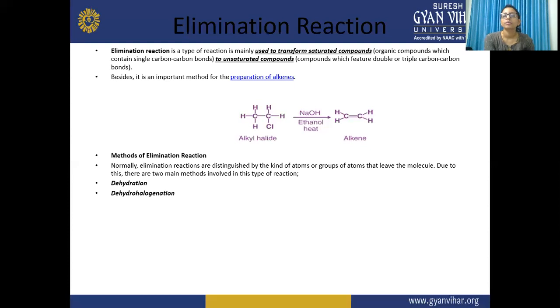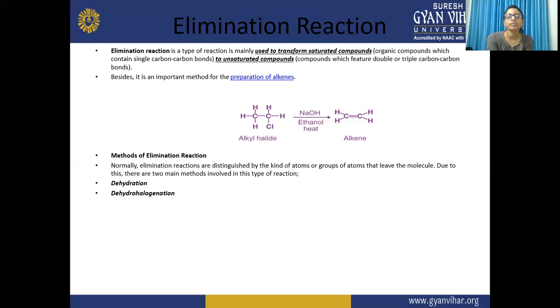So the elimination reaction is used to transform a compound containing a single bond to a double bond. It is an important method for the preparation of alkenes. Here you can see an example of an alkyl halide: when treated with NaOH in ethanolic solution and heated, an alkene is formed.